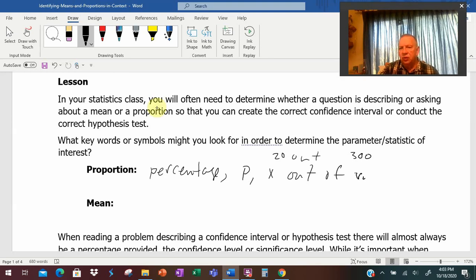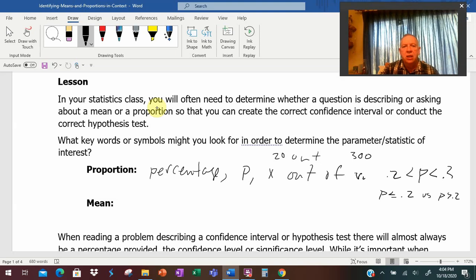You're talking about proportion, and that's the P. And if you're looking at 0.2 less than P less than 0.3, that's the kind of confidence interval we're going to do. And if you're talking about a hypothesis test, then you're going to have H0: P less than or equal to 0.2, versus P greater than 0.2.